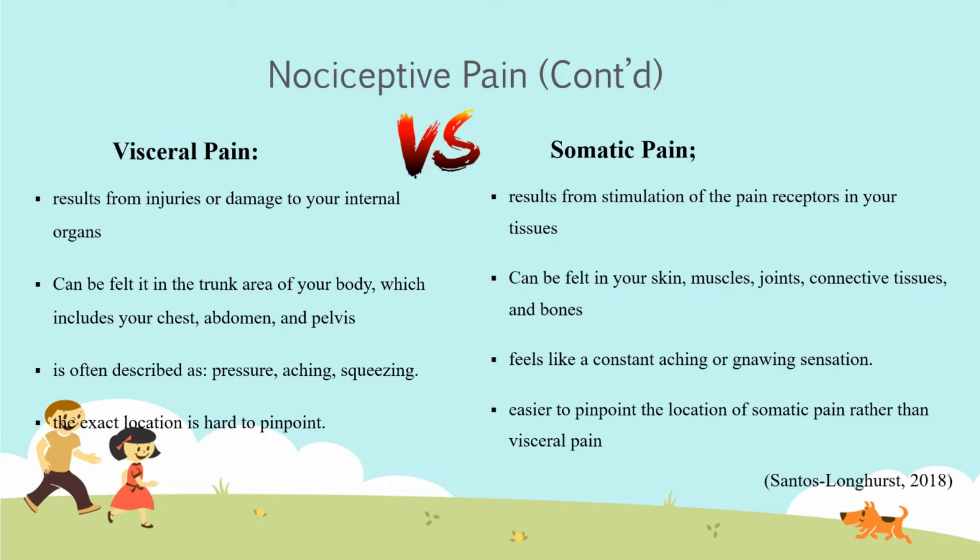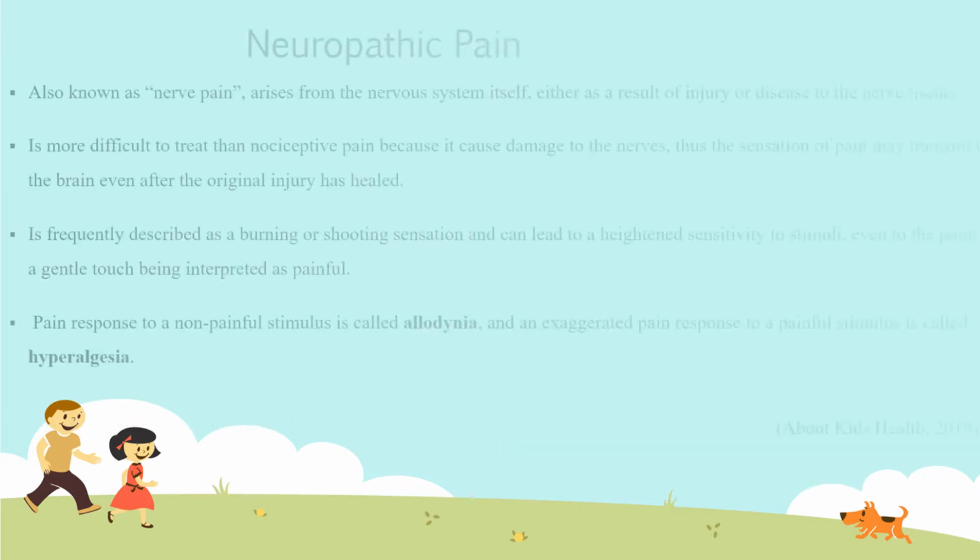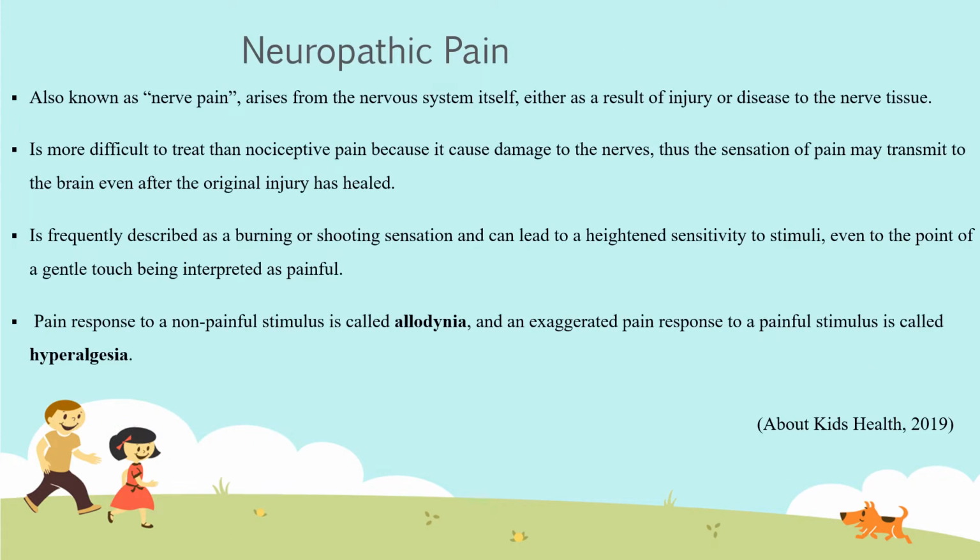It can be felt in the trunk area of your body, which is your chest, abdomen, and pelvis, and is often described as pressure, aching or squeezing. The exact location is hard to pinpoint. Somatic pain results from stimulation of pain receptors in your tissues. It can be felt in your skin, muscles, joints, connective tissues, and bones, and feels like a constant aching sensation. It is easier to pinpoint the location of somatic pain rather than visceral pain.